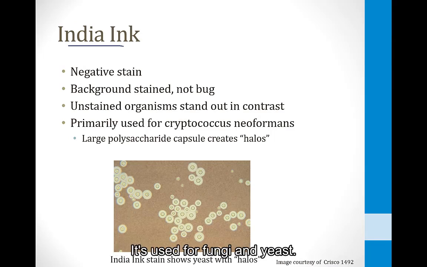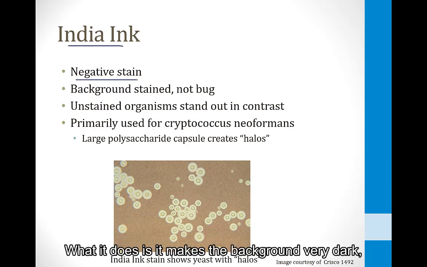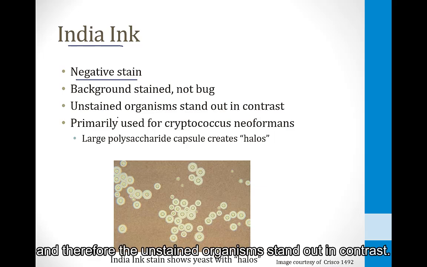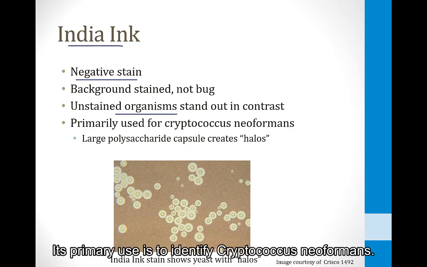for bacteria, it's used for fungi and yeast. India ink is a negative stain. What it does is it makes the background very dark, not the organism, and therefore the unstained organisms stand out in contrast. Its primary use is to identify Cryptococcus neoformans.